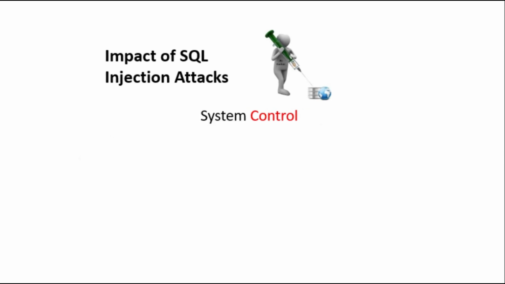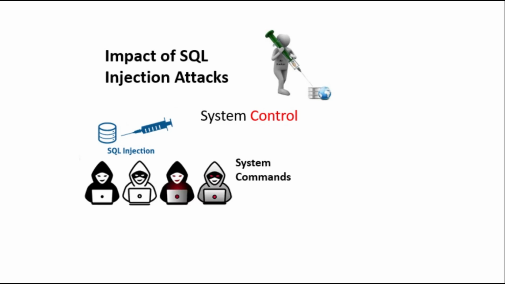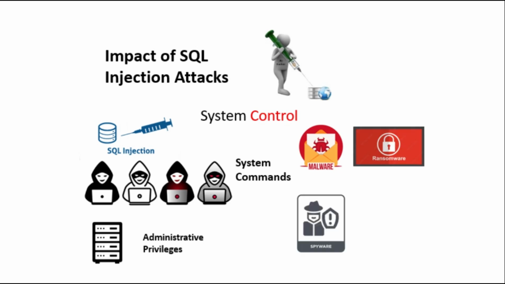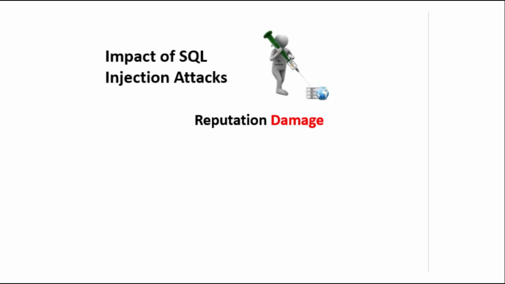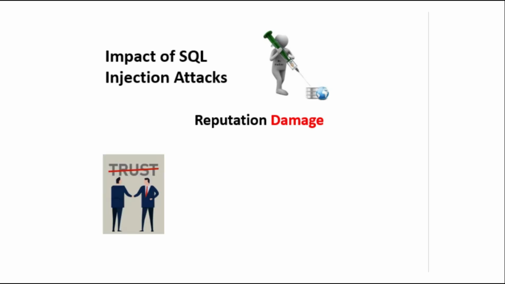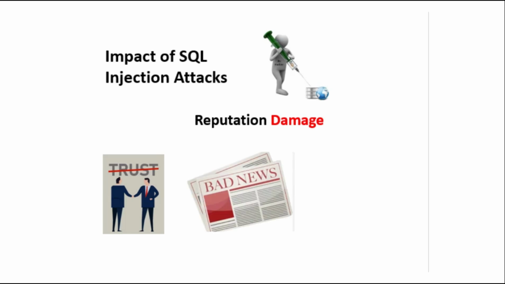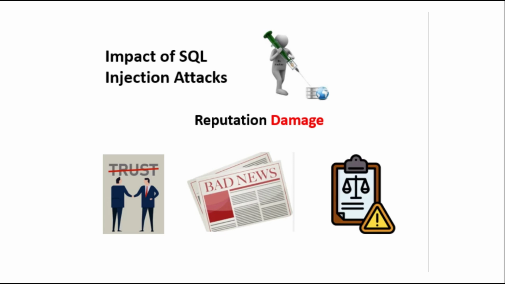3. System control. Advanced SQL injection techniques can allow attackers to execute system commands, potentially gaining full control over the server. Exploiting administrative privileges may lead to installation of malware, ransomware, spyware, and keyloggers. 4. Reputation damage. A data breach can result in loss of customer trust. Users may stop using the service. Negative media coverage, leading to brand damage. Legal and regulatory scrutiny, forcing organizations to disclose the breach publicly.